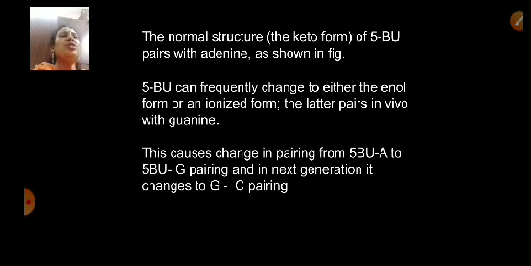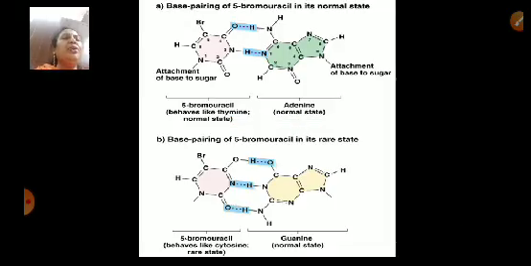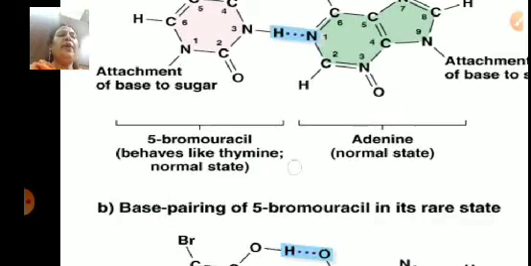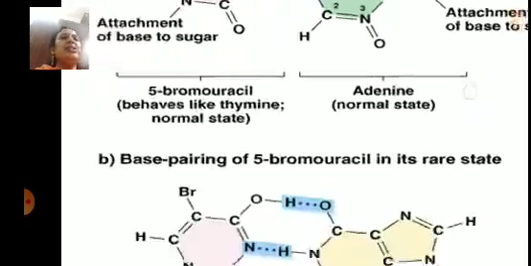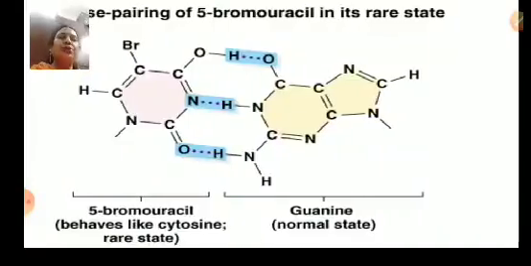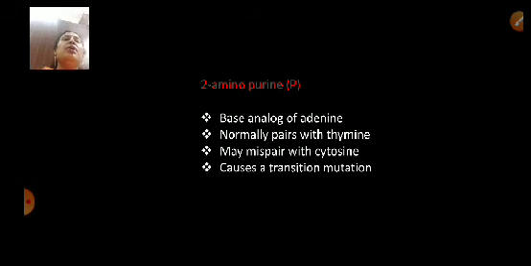The normal structure of 5-bromouracil in its keto form pairs with adenine, but frequently changes to the enol form and pairs with guanine. So where there was TA pairing, it has changed to CG pairing. So it caused AT to GC transitions. This is the structure of 5-bromouracil, which normally pairs with adenine because the bromine at the fifth position has nothing to do with pairing. But when 5-bromouracil changes to the enol form, it forms 3 hydrogen bonds with guanine, and 5-bromouracil guanine pairing takes place. That leads to a mutation.